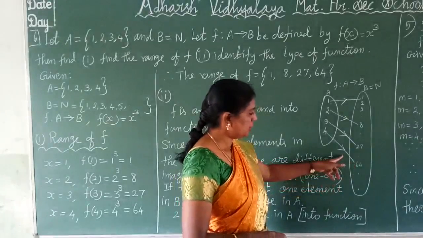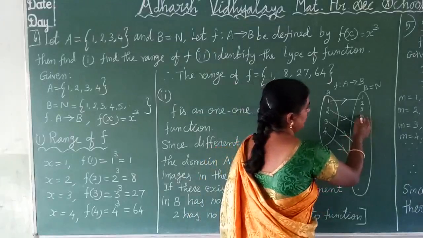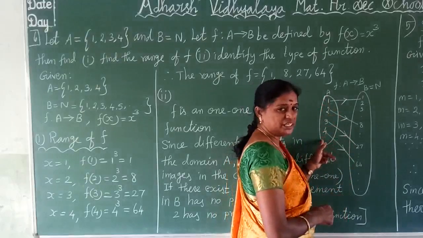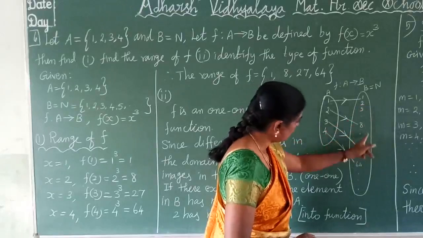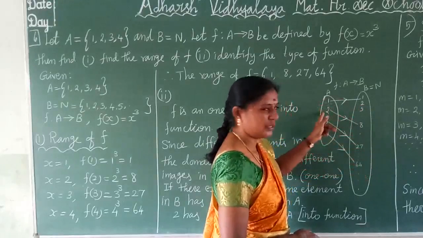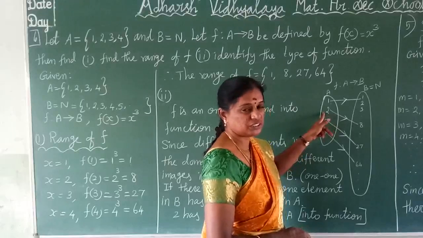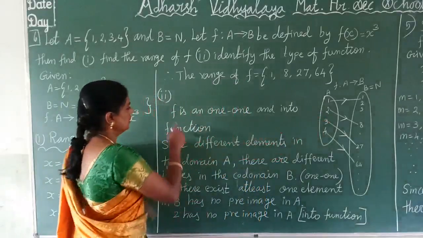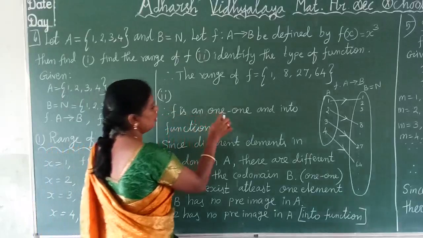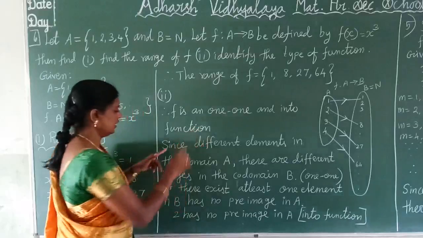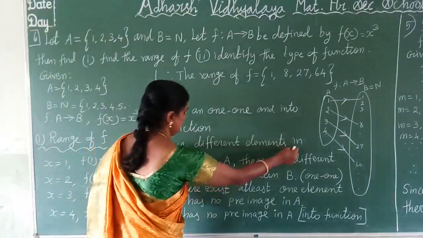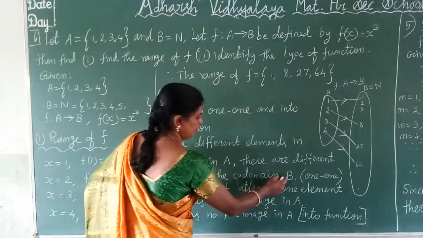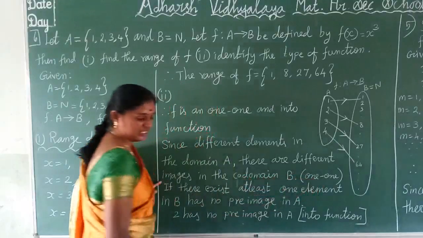So next check into function: at least one element in the codomain has no pre-image in domain A. Yes, here the in-between elements, like 2 and 3, have no pre-image. So it is an into function. Therefore it is one to one and into. Therefore f is a one-to-one and into function. What is the reason? Different elements in domain A have different images in codomain B. Therefore it is a one-to-one function.